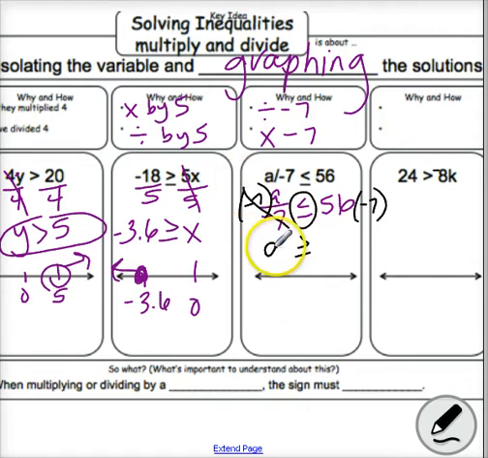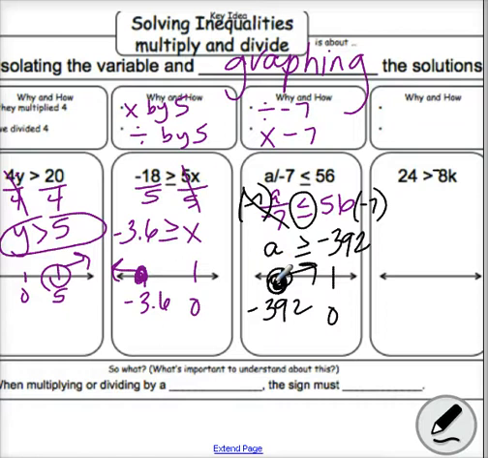The 7's cancel. A is now greater than or equal to 56 times a negative 7, which is negative 392, a really big number. So negative 392 and 0. A is greater than or equal to, arrow to the right.